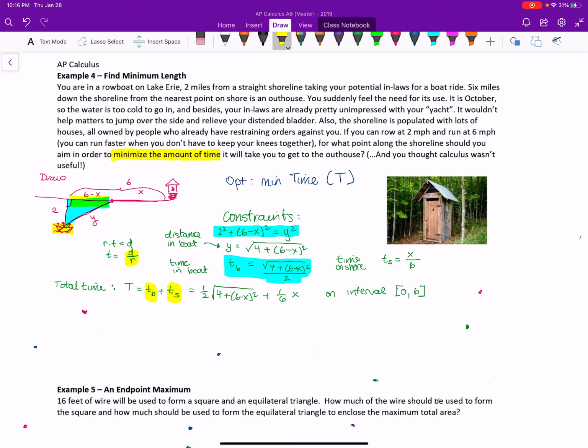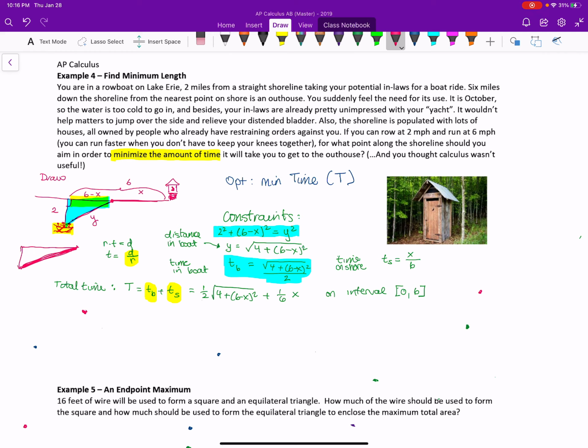And a couple of things I want you to keep in mind. I know that x is either going to be 0. So for example, one option would be to just completely sail directly and spend all of your time in the boat and just sail directly for the outhouse. That would mean x was equal to 0. And the other option is that x is equal to 6. That means that you just row directly to the shore and then run the entire distance along. So those are the two options.